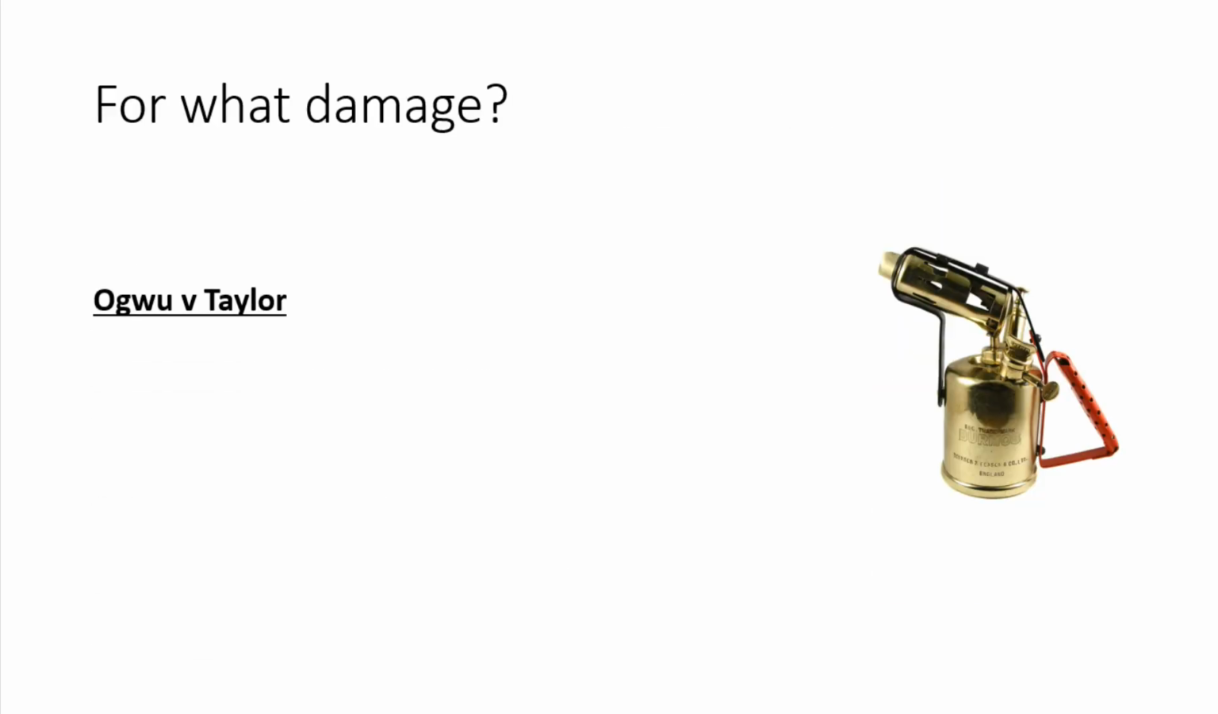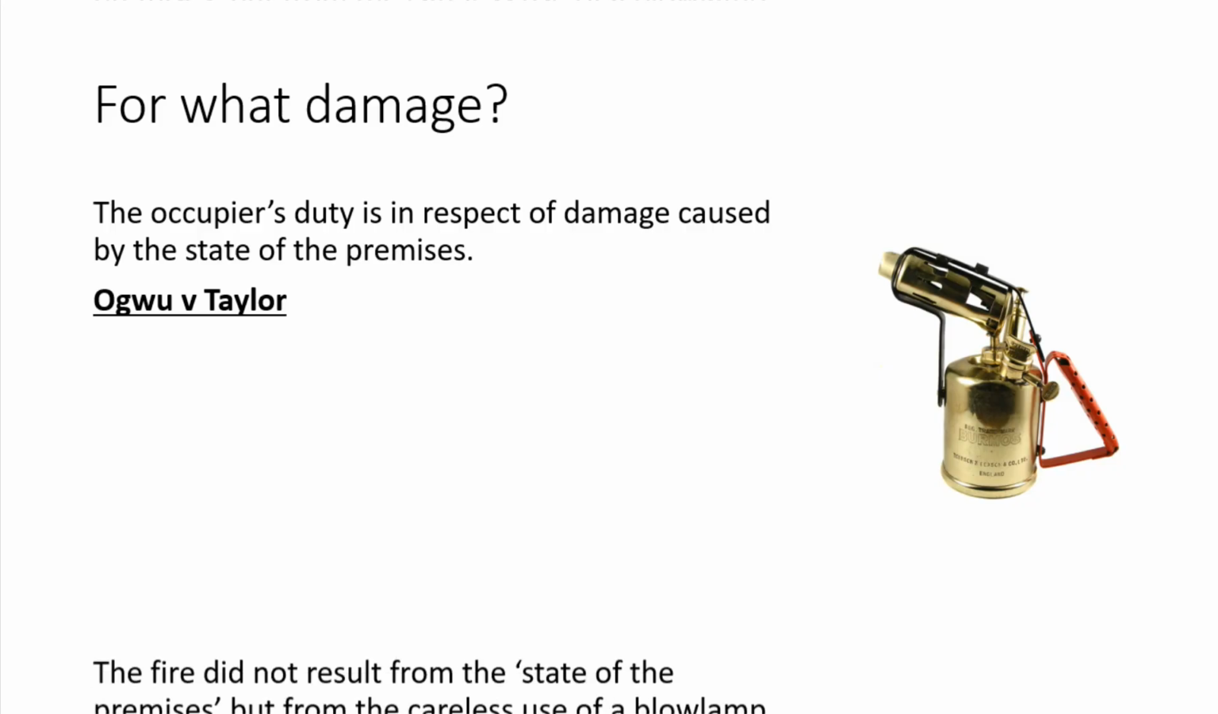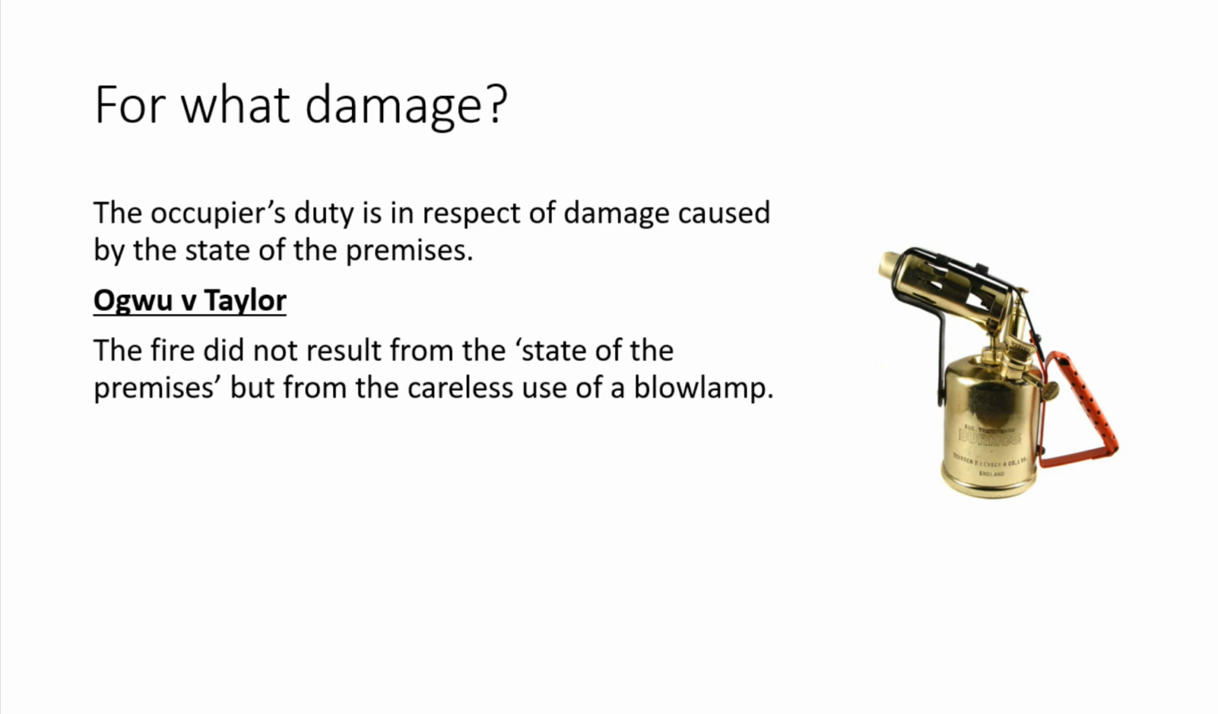And then the last thing that you need to consider is that the occupier's duty is in respect of damage caused by the state of the premises. There must actually be something wrong with the premises rather than the person doing something wrong on them. So in Ogwo and Taylor, there was a fire, but it didn't result from the state of the premises. It resulted from how a blowtorch was being used, which started the fire in the first place. This was negligent, so the claim should have been made under negligence, not under the Occupiers Liability Act 1957.